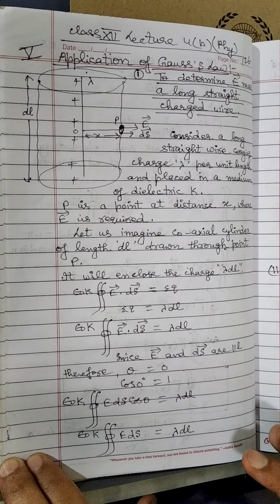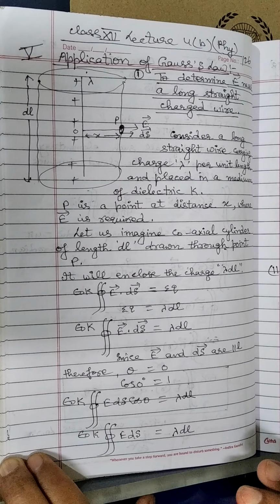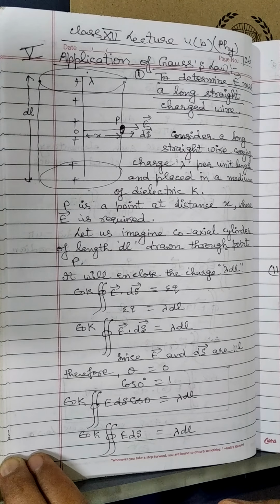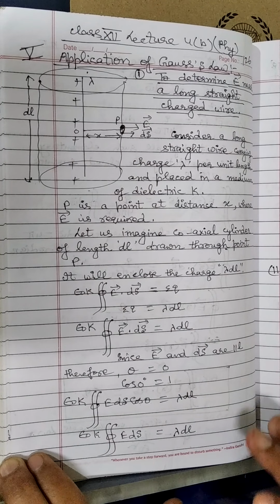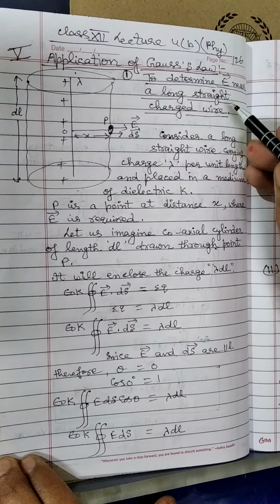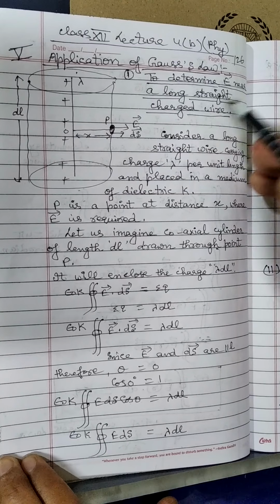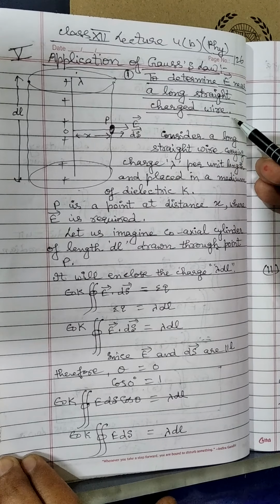Lecture 4th B for the class 12th physics, and today we are just going to discuss the applications of Gauss's law. In the 4th A we have discussed Gauss's law and its proof, and here we are just going to discuss the application of Gauss's law. So the first application is to determine the electric field near a long straight charged wire.